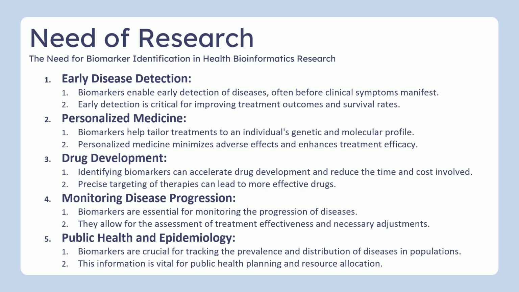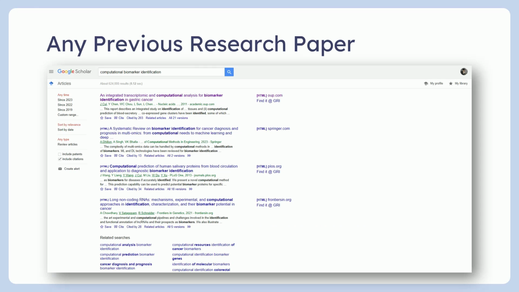Biomarkers are essential for monitoring the progression of diseases. They allow for the assessment of treatment effectiveness and necessary adjustments. Biomarkers are also crucial for tracking the distribution of disease in populations. This information is vital for public health as well. Those are some of the main reasons you should go for biomarker identification in your health bioinformatics project.